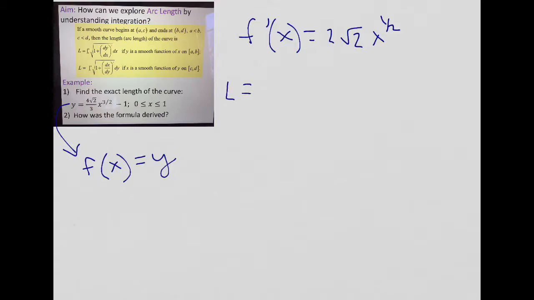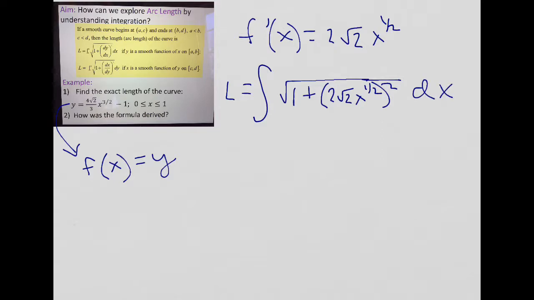So we're going to say L is equal to the integral of the square root of 1 plus, okay, our 2 radical 2 x to the 1/2. But now this is being squared. Don't forget the parentheses, very, very helpful, with respect to x, and we're going from 0 to 1 in this problem.